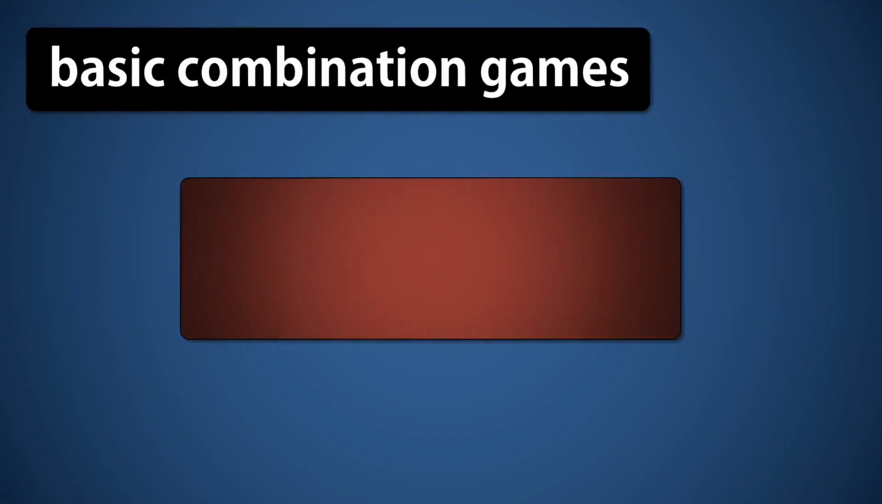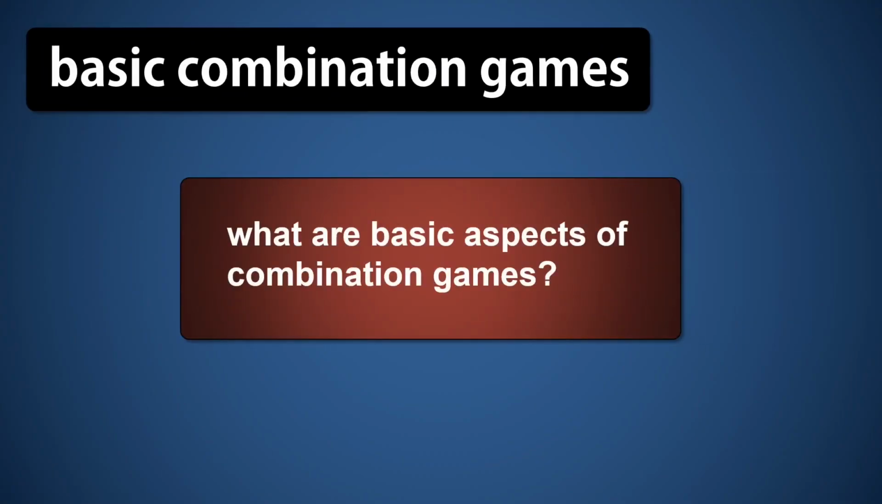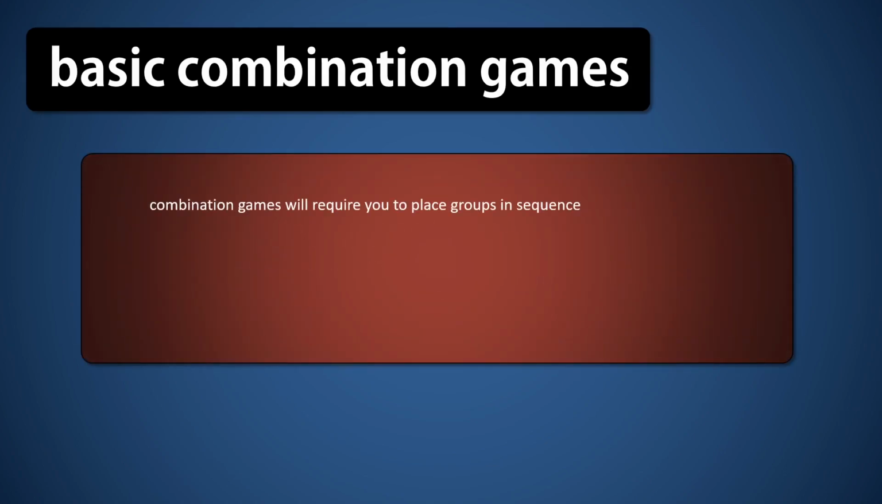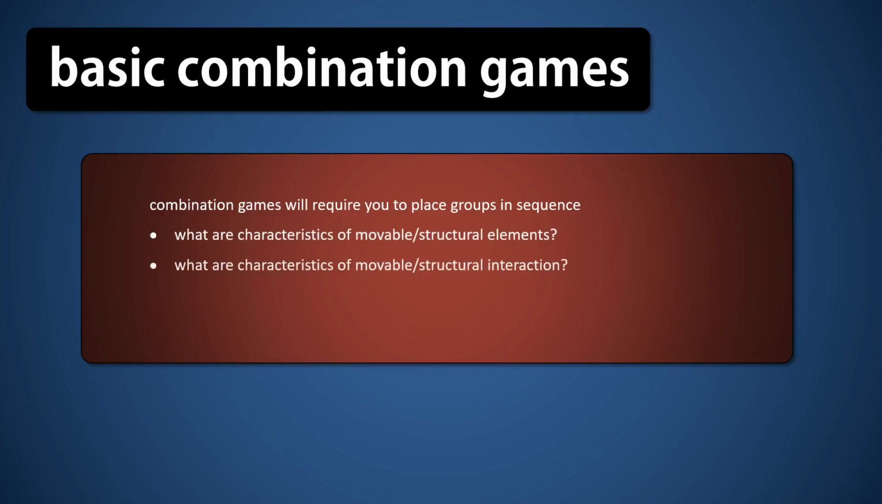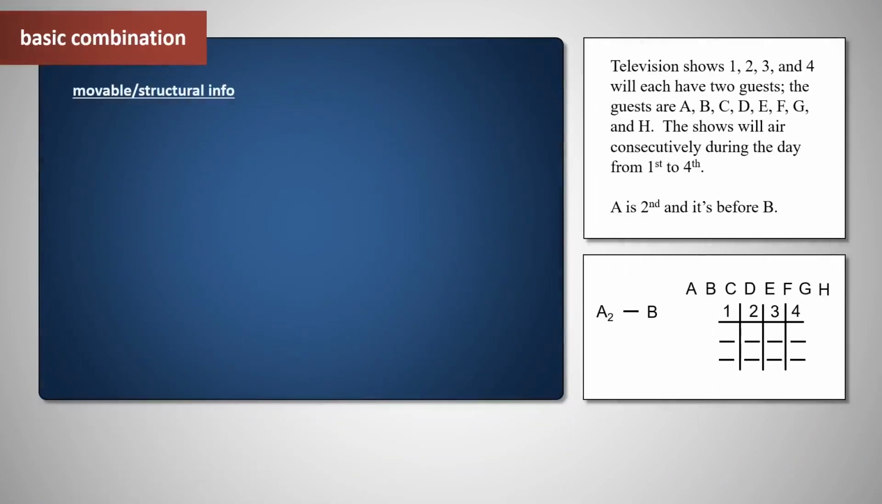Alright, in this video we're going to cover the basic combination games. So, what are the basic aspects of combination games? Okay, so the combination games will essentially require you to place groups in sequence. So, what are the characteristics of the movable and structural elements? What are the characteristics of the movable and structural interaction? And what are the characteristics of the rules? Okay, so let's take a look at some basic combination games.